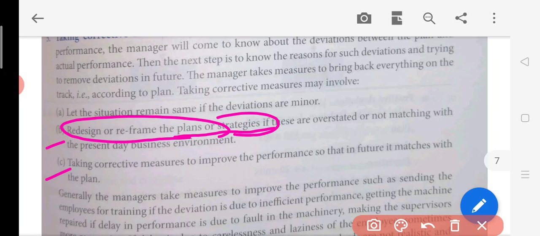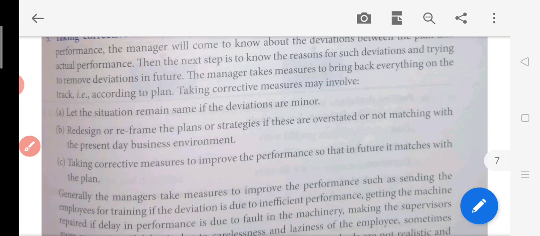Then the third point, taking corrective measures to improve the performance so that in the future it matches with the plans. By taking the corrective action, what happens? You can actually improve the performance of any kind of employee in the future, and definitely in the future you will be able to meet your set targets or plans, whatever the organization has. So here corrective actions are very important.